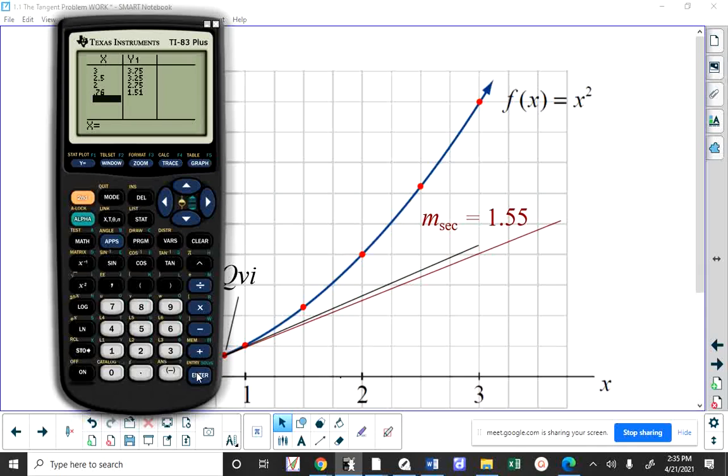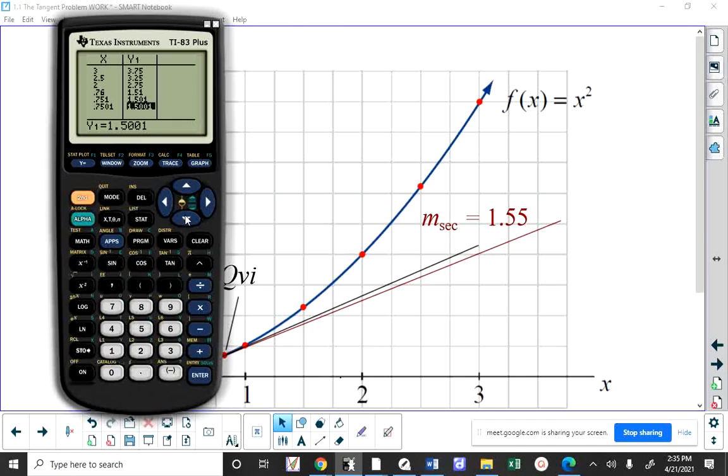And I can push it. I can go 0.751. That's really, really close to 0.75, isn't it? And we could go 0.7501. And we see a pattern emerging here that the slope of the secant, don't forget this says y, but y represents the slope of the secant, is getting really, really close to 1.5.